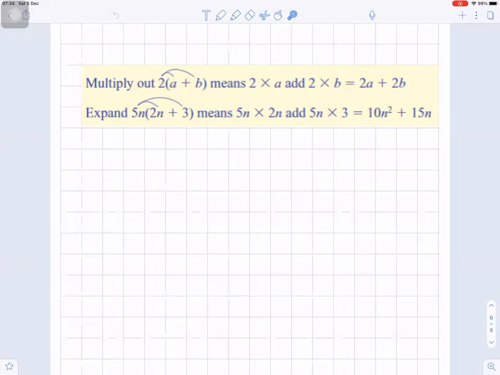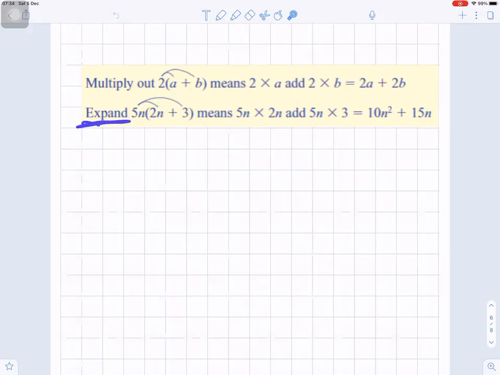Multiply out the brackets 2(a plus b). That means 2 times a and 2 times b. It gives you 2a plus 2b.